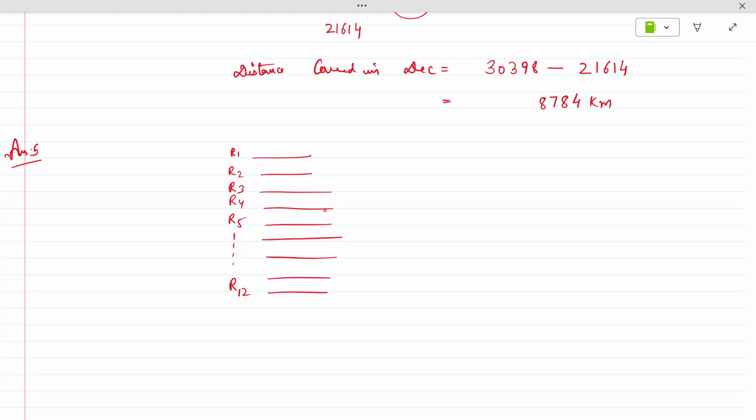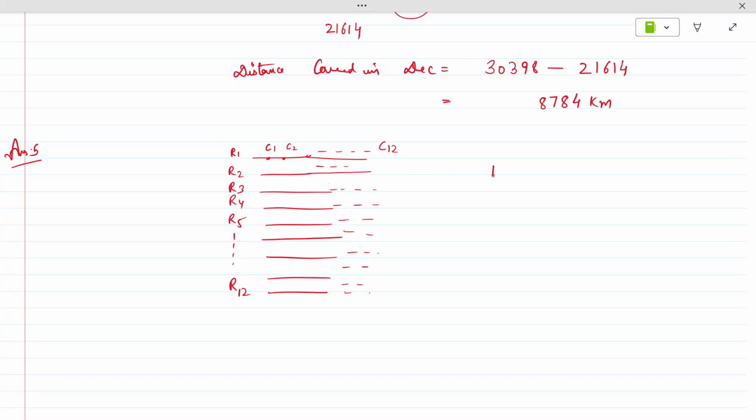And next, each row has 12 chairs. That means each row has 1, 2, I'm writing C1, chair 1, chair 2, and so on till 12. And same as here. Okay? Same as here, same as here, same as here. So now we can calculate how many chairs there are in all.